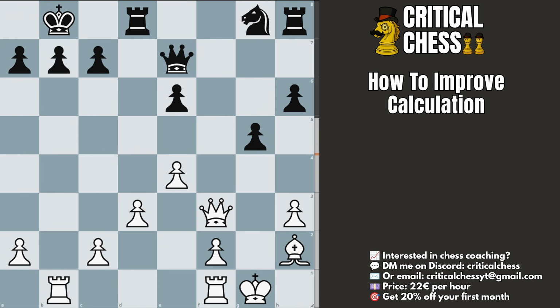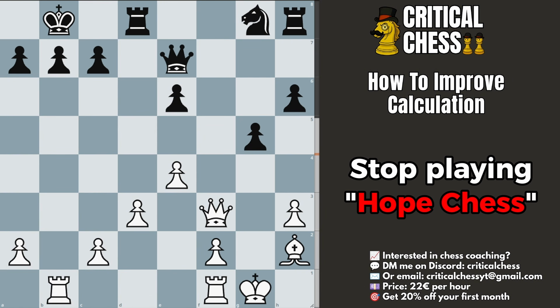So the next very important tip that I want to give you is to stop playing hope chess. This is such a big mistake that I see a lot of beginners, even intermediate, even advanced players make a lot. They play so much hope chess that it's incredible. So basically, in this position, a lot of players would be tempted to play a move like e5.